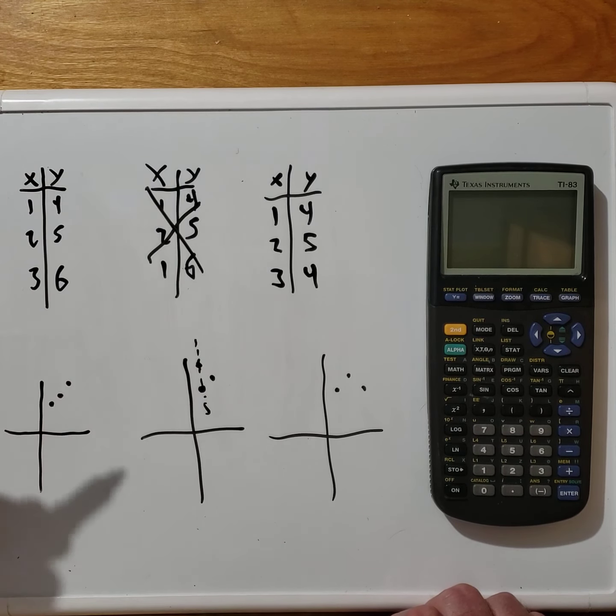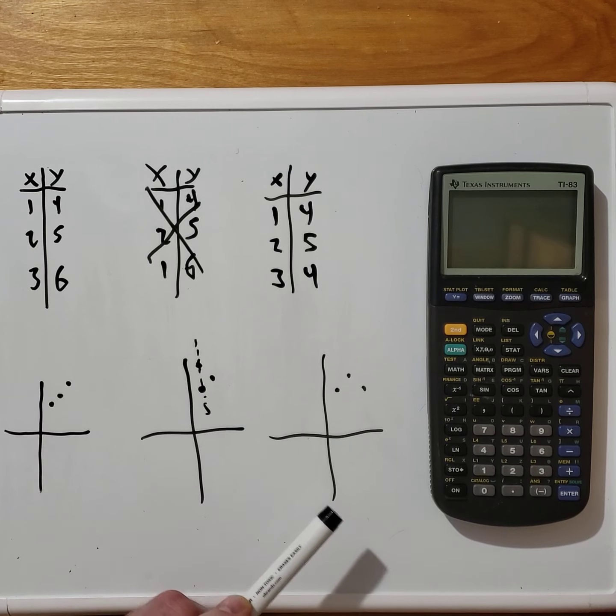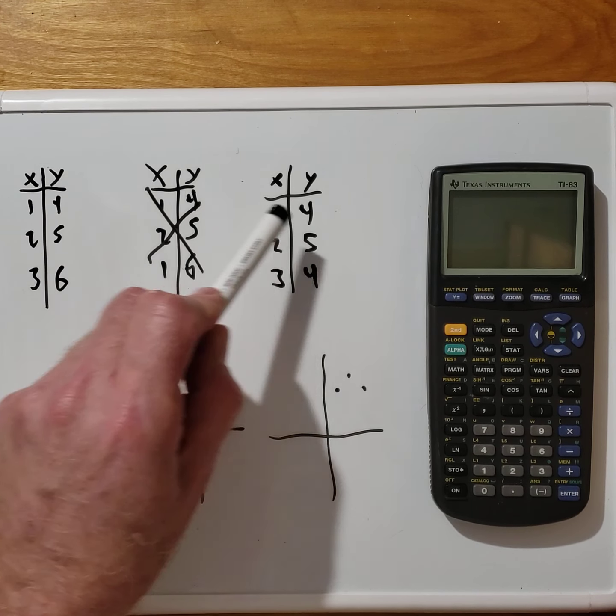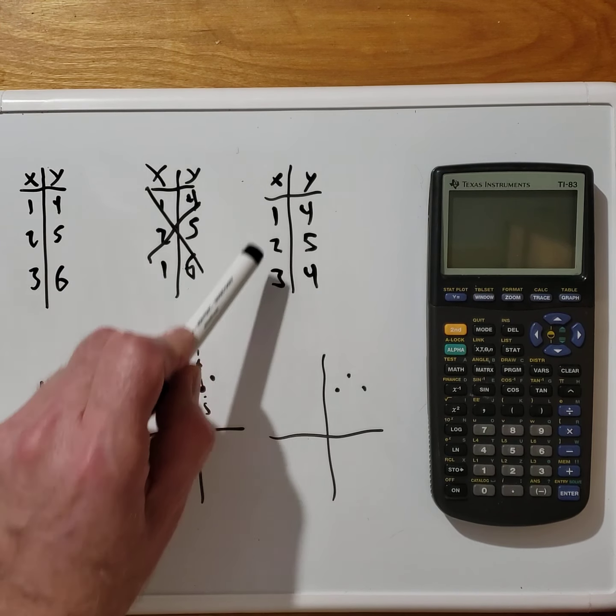If I want to know what input gave me a 4, I know it was 1. What input gave me 5, it was 2. What input gave me a 6, it was 3. Here, if I want to know what input gave me 5, I know it was 2. But if I want to know what input gave me an output of 4, I've got some confusion here. It was either 1 or 3. And if we look at those two points, we see that they have different x coordinates but the same y coordinate, which means they're on the same horizontal line.